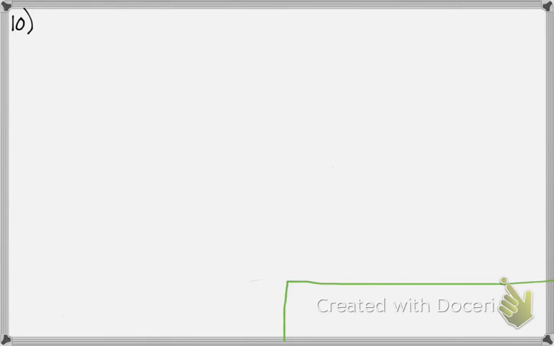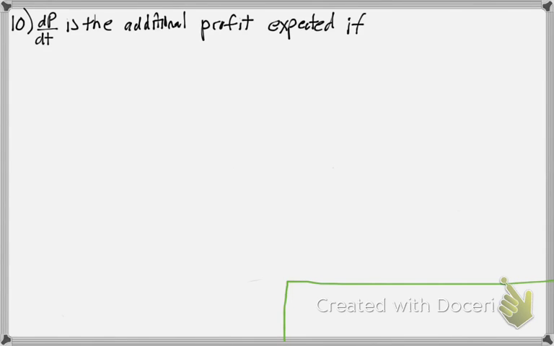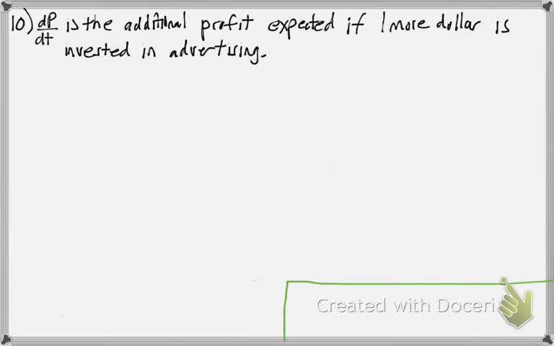So for part A, dP over dt, this is the additional profit expected if one more dollar is invested in advertising. So that's part A.